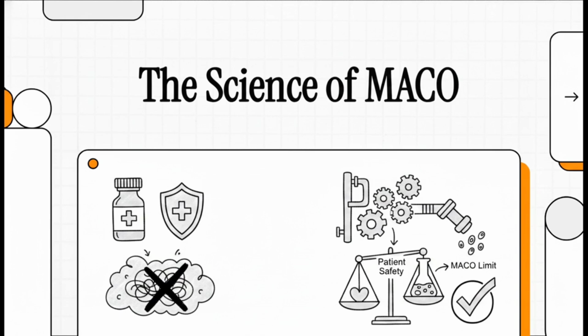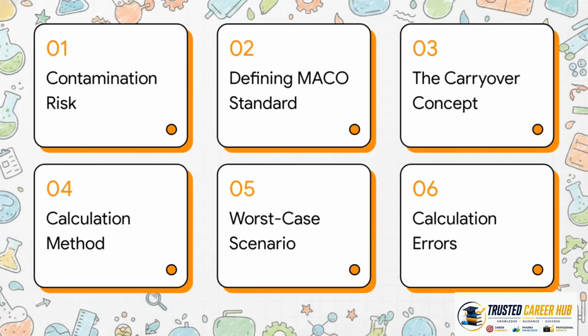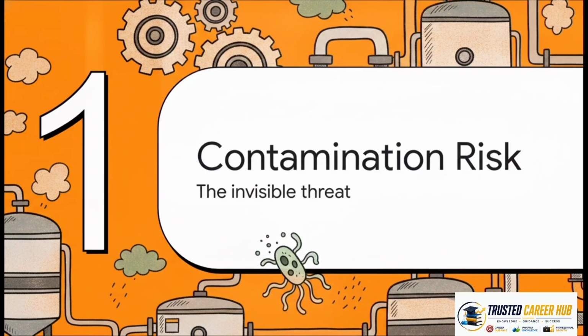We're going to unpack the science of MACO, basically the calculated limits that prove our equipment is actually safe to use from one batch to the next. Let's get into it. So, here's our roadmap for today. We'll start with the cross-contamination risk, then define the MACO standard and understand the carryover concept. After that, we'll look at choosing the calculation method, exploring the worst-case scenario, and finally, how to avoid some really fatal calculation errors.